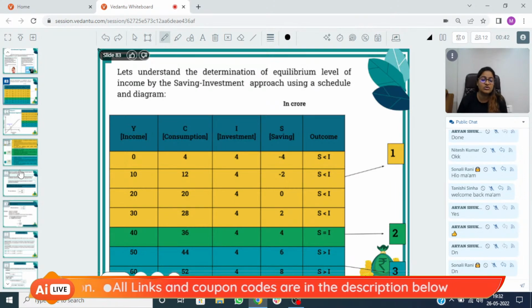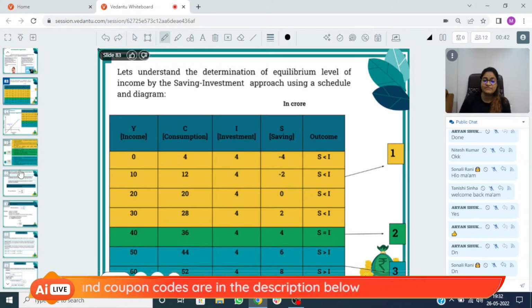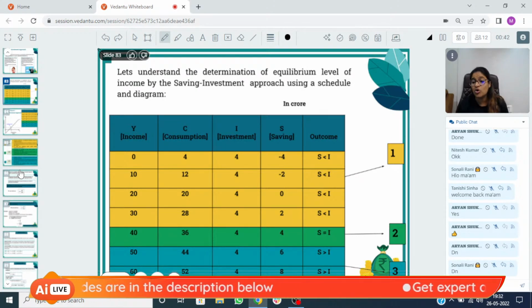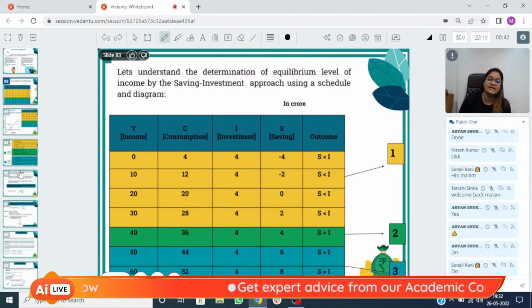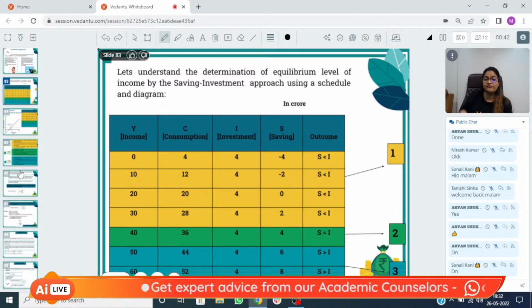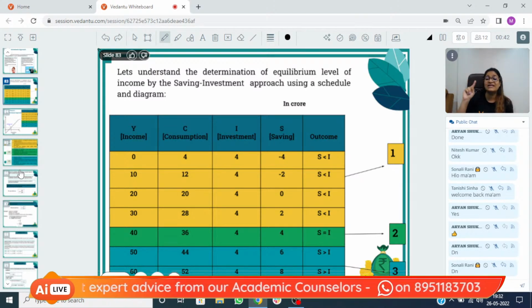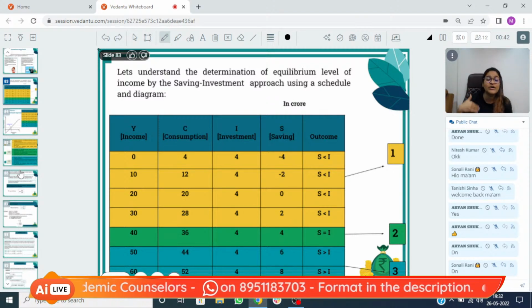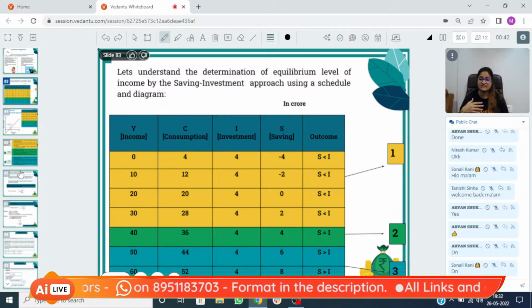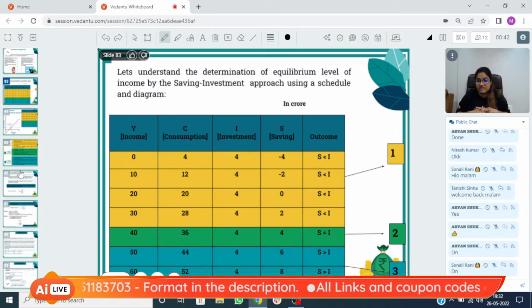When income is 0, consumption can never be 0. Investment, we assume it to be remaining constant, that is autonomous investment. Then savings is first negative, then 0, then positive. In the first phase, savings is less than investment, which means that people are willing to invest more and save less. They are hoarding less money with themselves.